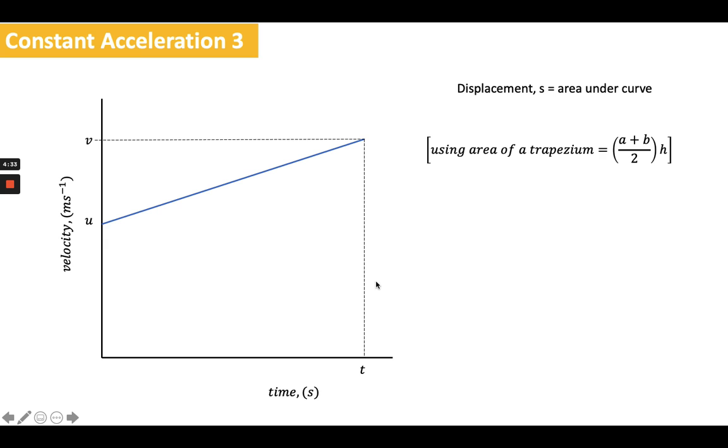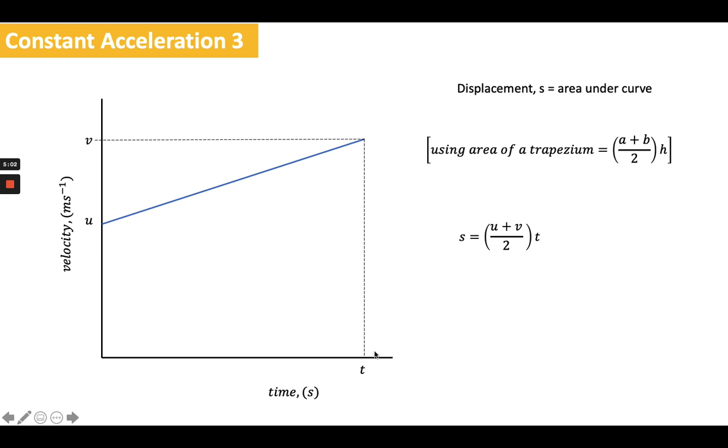Now to do that, I'm going to use the area of a trapezium. Okay, you can break this down into a rectangle and a triangle if you want to, and if you want to do that on your own and see if you get the same result, you absolutely can. But the area of a trapezium is (a plus b), so that's the two parallel sides added together, divided by 2, times the distance between them. So my parallel sides of this trapezium here are this length and this length, okay, which are u and v. Divide them by 2 and then multiply them by the distance between them.